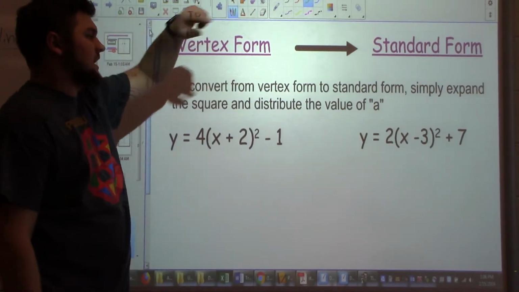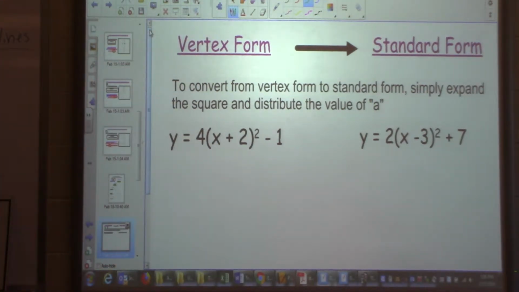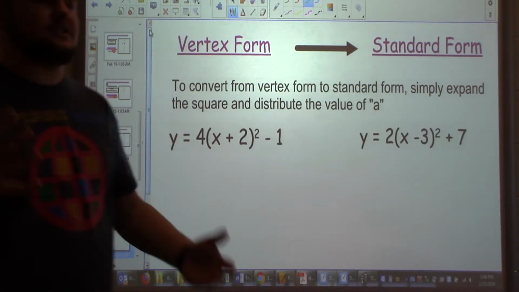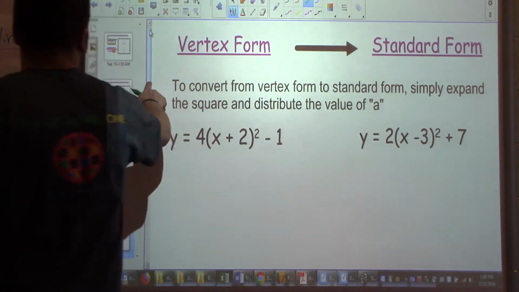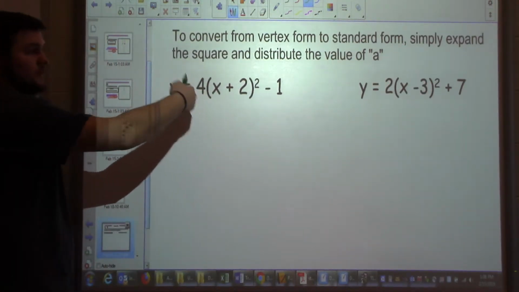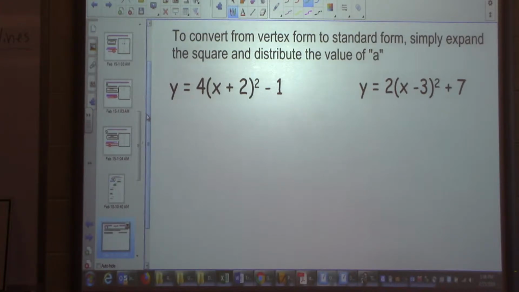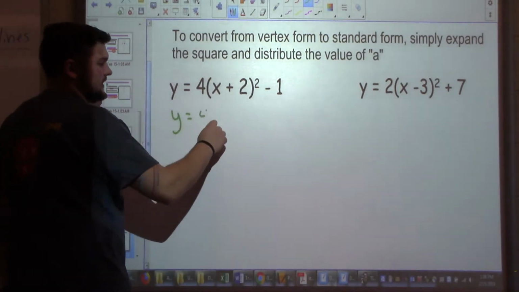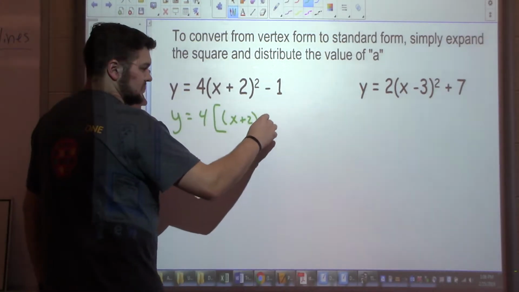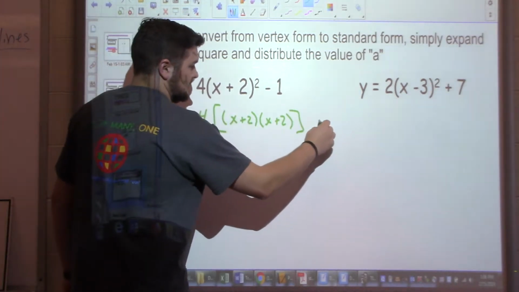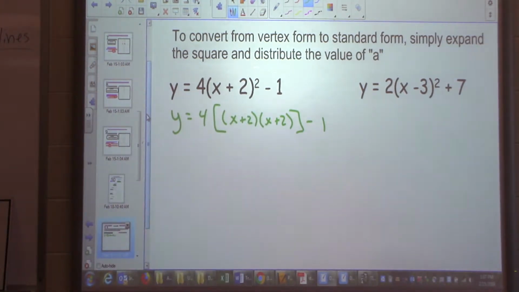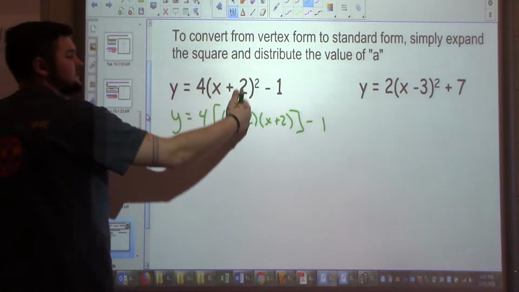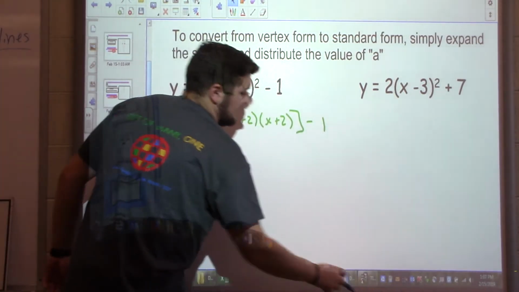Alright. Vertex to standard. So, once again, this is the easy way to do it. We're just going to do the same thing we did yesterday, except after we FOIL, we're going to distribute our a value through. Okay? So there's no longer just a 1 here. We have a 4, a 2, -2, whatever it might be. We're going to do everything the same way. Y equals 4, and then in parentheses x plus 2 times x plus 2, minus 1. I'm separating it into two pieces so I can FOIL it, just like we did yesterday.